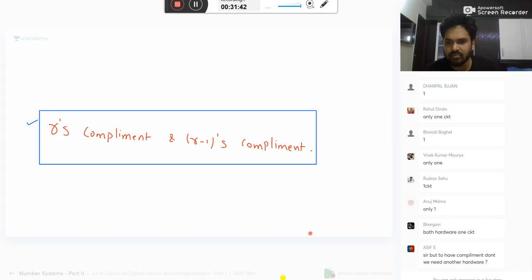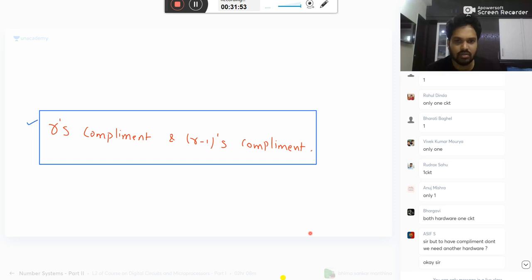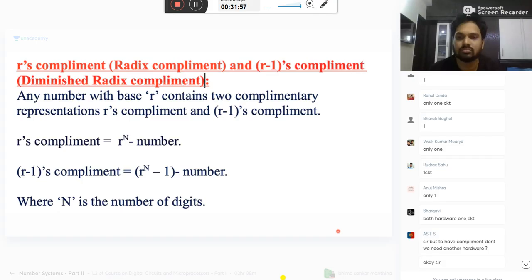Just wait, Asif. Don't need. I will explain. Compared to that, this hardware is less. You may hardly require one inverter. Compared to a big circuit, an inverter is efficient, easy for us, and cost effective.